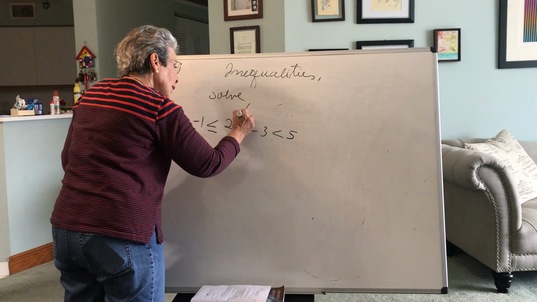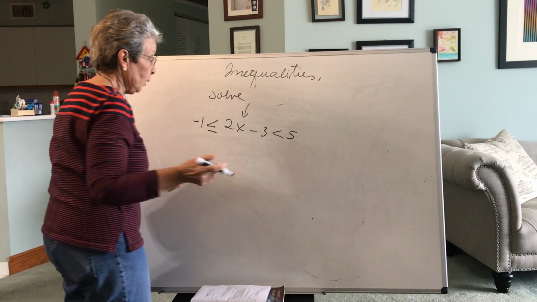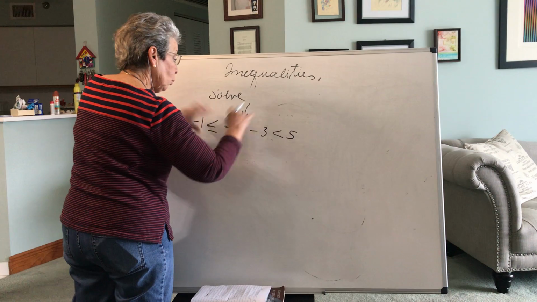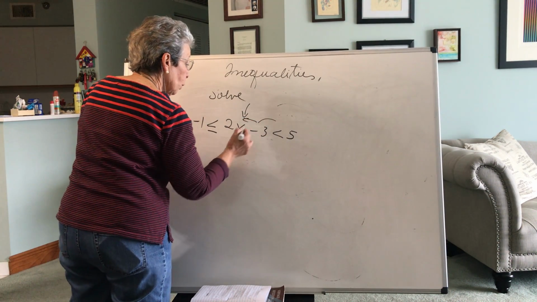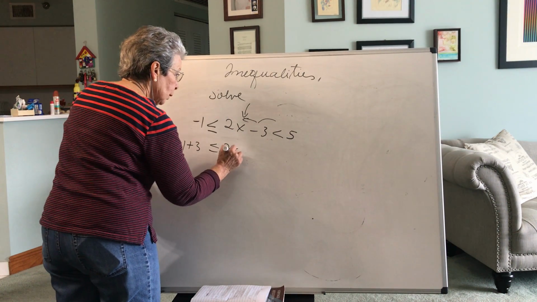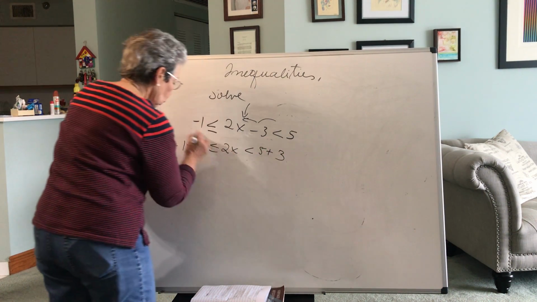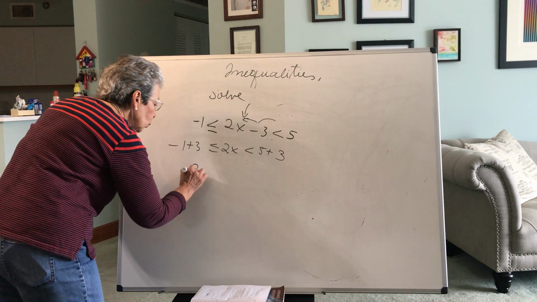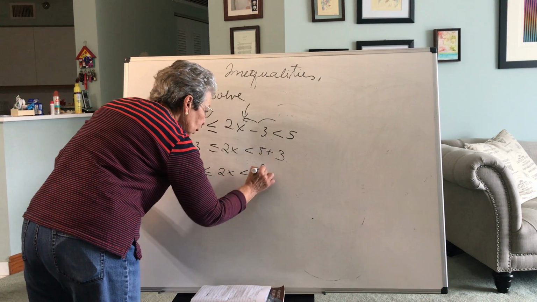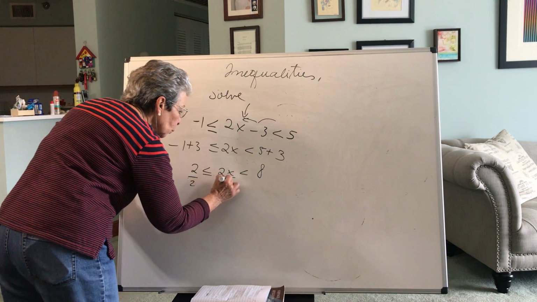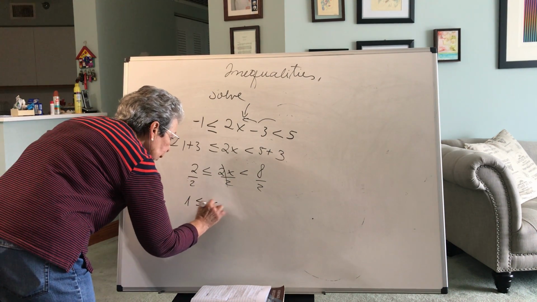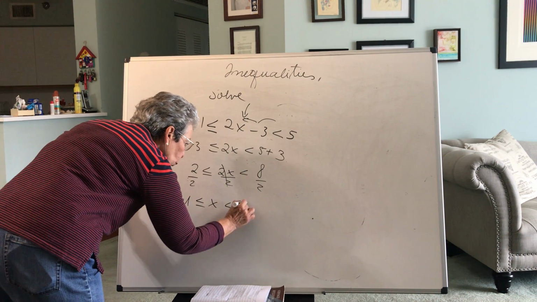You need to leave the x in the middle because this is an interval. So you change the 3 from the inside to the outside. When you change the 3 to the outside, you have to change the sign. So you have minus 1 plus 3 less or equal than 2x less than 5 plus 3. Combining like terms here, you have 3 minus 1 is 2 less or equal than 2x less than 5 plus 3 is 8. Now you have to divide everything by 2 because you need the x alone. So you have here 1 less or equal than x less than 8 divided by 2 is 4.